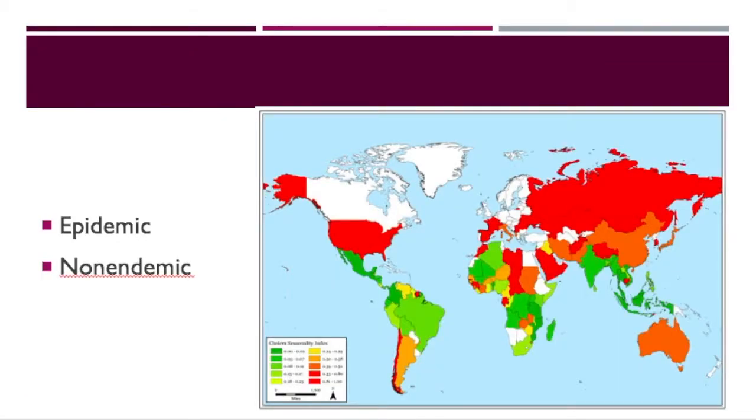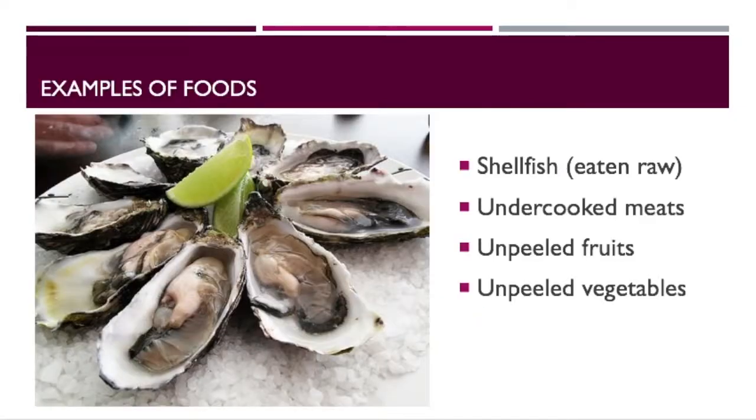In an epidemic, the source of the contamination is usually the feces of an infected person that contaminates water. In non-endemic areas such as the United States, the microbe is spread by food contaminated by asymptomatic carriers, but this is relatively uncommon. Examples of food are shellfish, when eaten raw, undercooked meats, unpeeled fruits, and unpeeled vegetables.